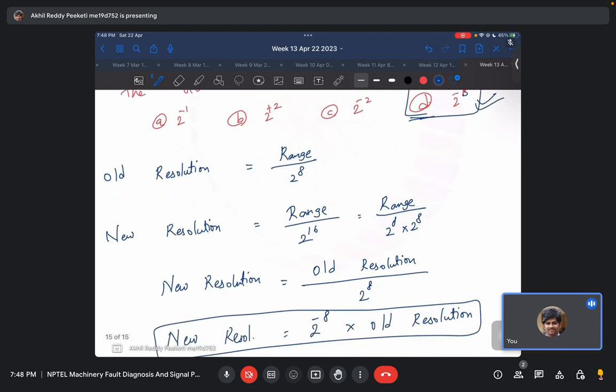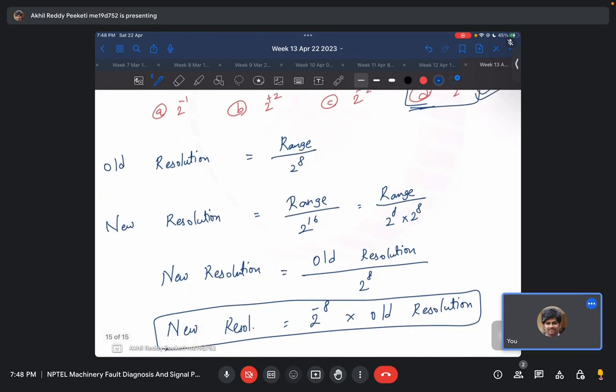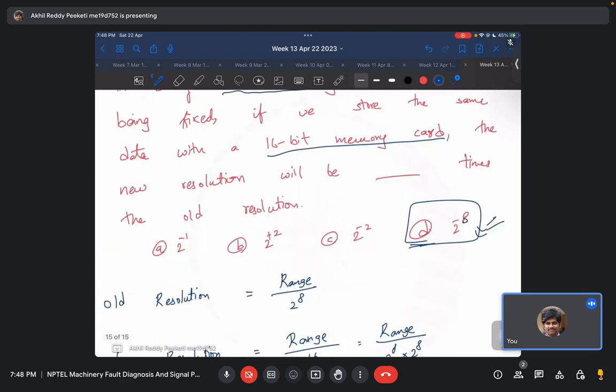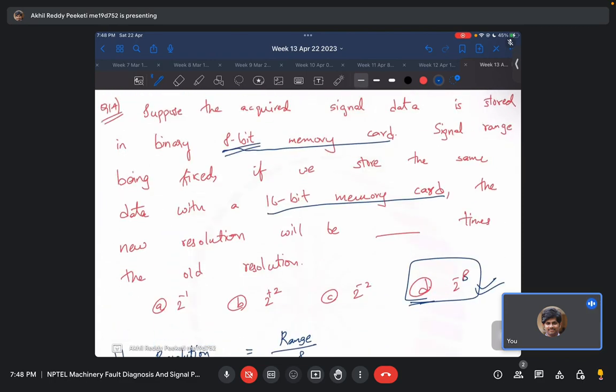So when you change the type of storage system, you will get such higher resolution. So 2 power minus 8 times the old resolution, if you go from an 8-bit memory card to a 16-bit memory card.